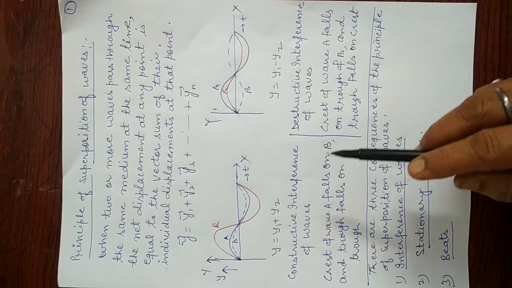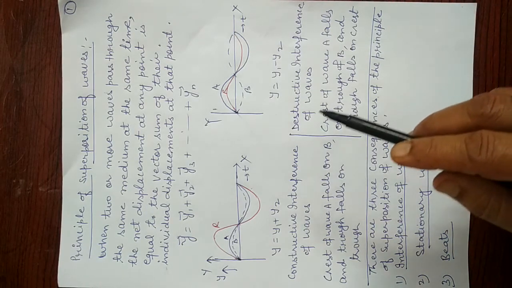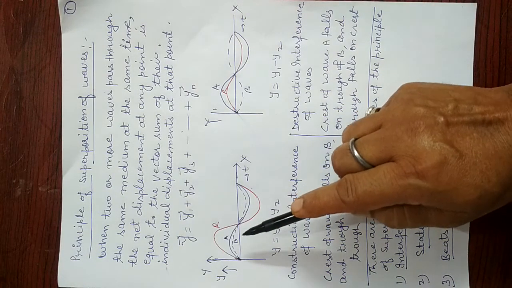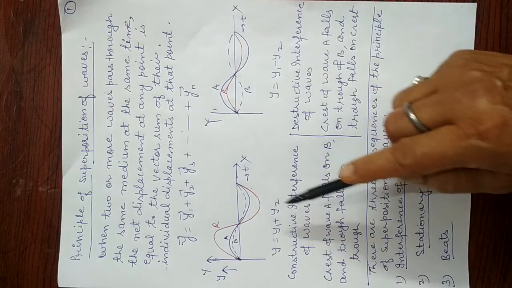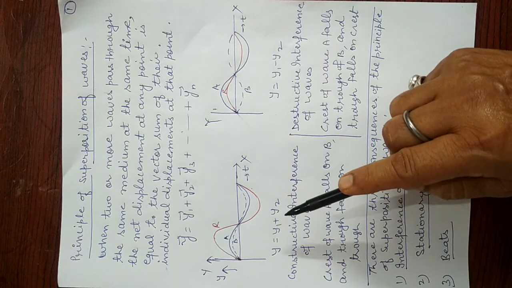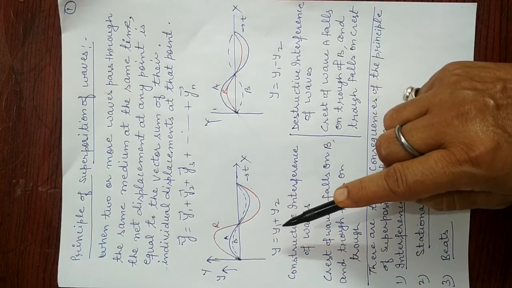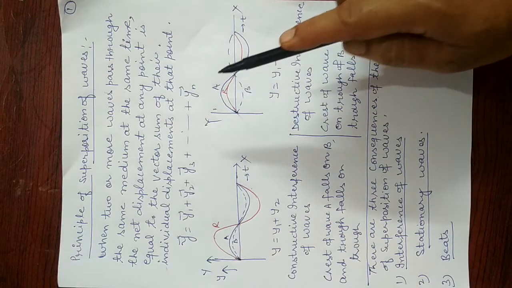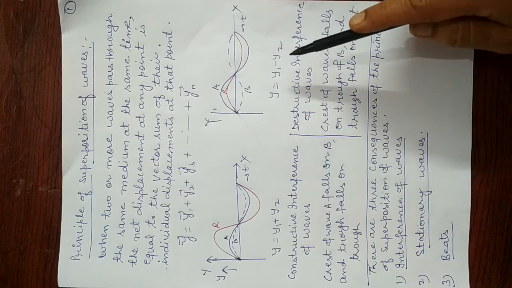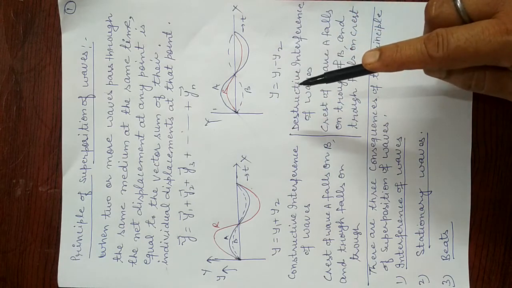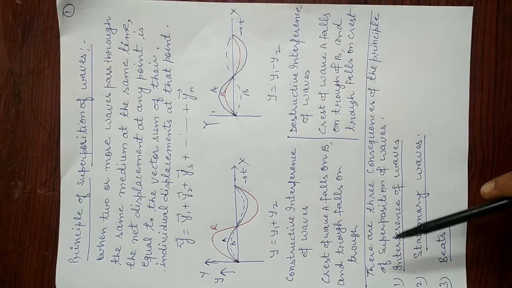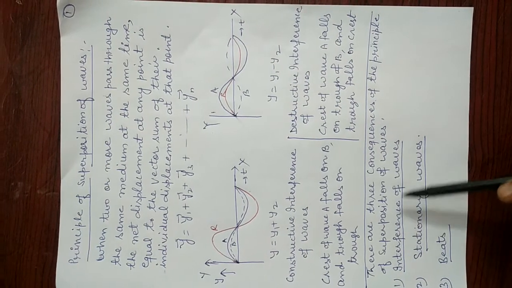Okay, so what is the conclusion of this superposition principle? The conclusion is that if the crest of one wave falls on crest and trough falls on trough, then constructive interference is obtained, meaning the resultant displacement of the resultant wave increases. Whereas if crest lies on trough, then the resultant displacement decreases and it comes out to be y is equal to y1 minus y2. So here we have the three consequences of the principle of superposition of waves.